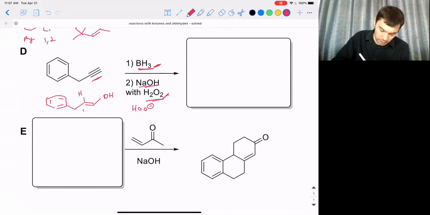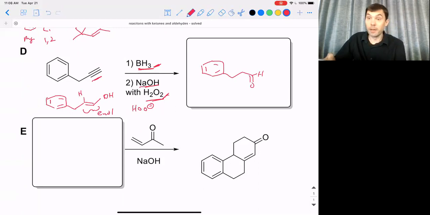The one hiccup here, though, is that this is an enol. And enols are not stable. And so if you were to write the enol on my exam, I would mark it incorrect. And the reason is that that enol will tautomerize. And so the answer that I would actually provide should be the aldehyde after tautomerization. And so this is a nice way to go from the alkyne to an aldehyde by use of a reagent that hopefully we all remember from the alcohols and alkenes section.